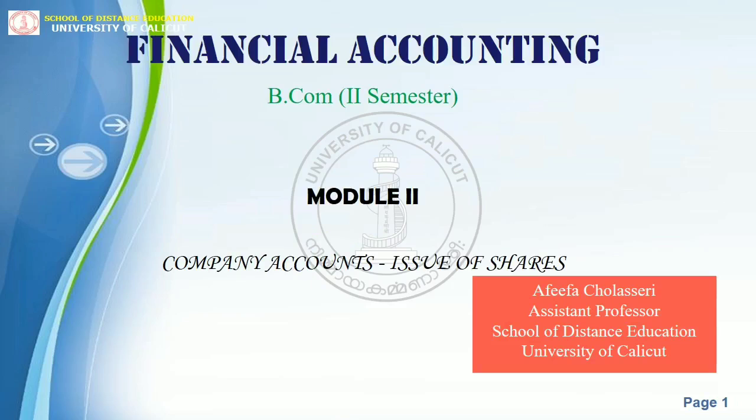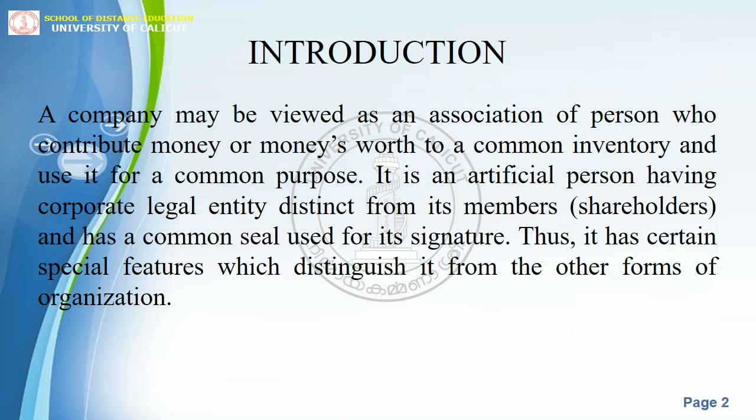Over to our second module, company accounts, issue of shares. A company may be viewed as an association of persons who contribute money or money's worth to a common stock and for a common purpose. So as it suggests, a company is formed for a common purpose, or in some instances for a particular purpose. It is an artificial person having a corporate legal entity which is distinct from its owners, that is the shareholders, and also has a common seal used for a signature. So the special features of a company are distinct from other forms of organization.